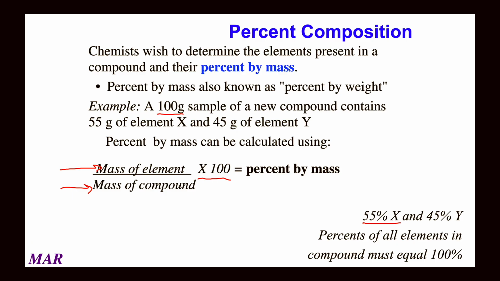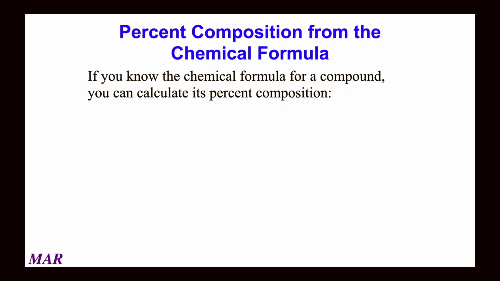So again, this works for all compounds. You can find percent carbon or percent lithium or whatever. You take the grams of what you're looking for, for example lithium, and you divide it by the grams of everything on the bottom times 100%. You can get a percent composition from the chemical formula. And this is kind of a cool thing.